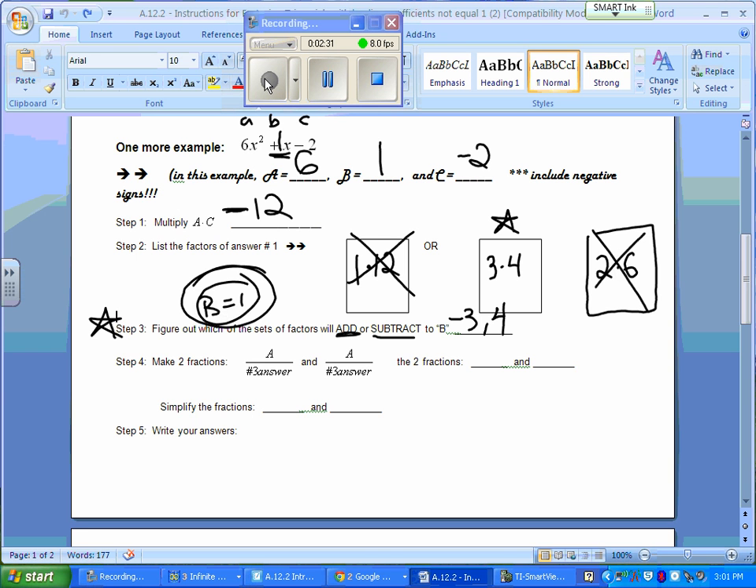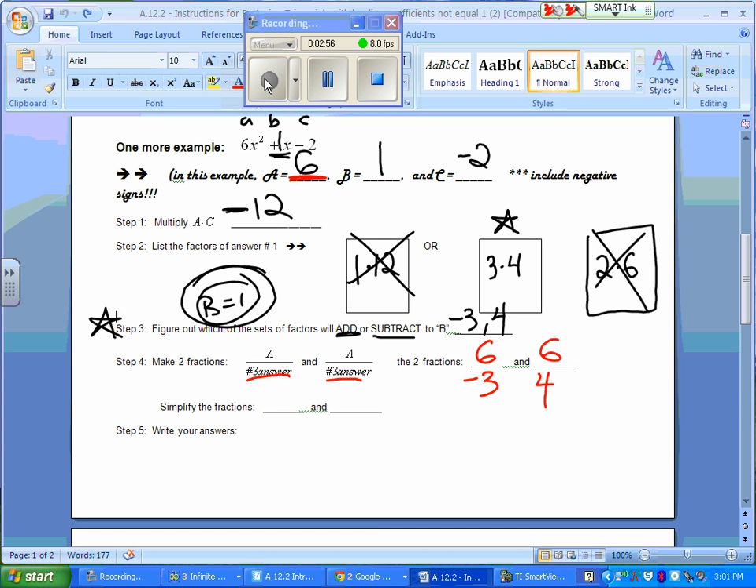Step number 4 is you're making 2 fractions. The value of A, which is 6, is going to go on top for both of them. And then the answers from step 3 will go underneath. So the first one I'll put a negative 3, and the second one I'll put a positive 4. Then I have to reduce it, but when I reduce it, 2 things have to happen. You have to keep it as a fraction, and you have to keep the negative in the correct spot.